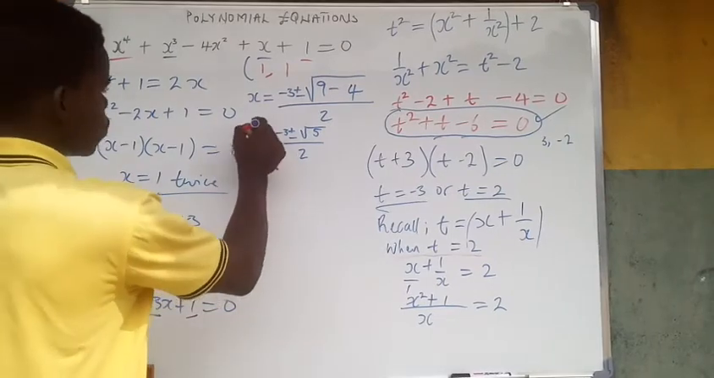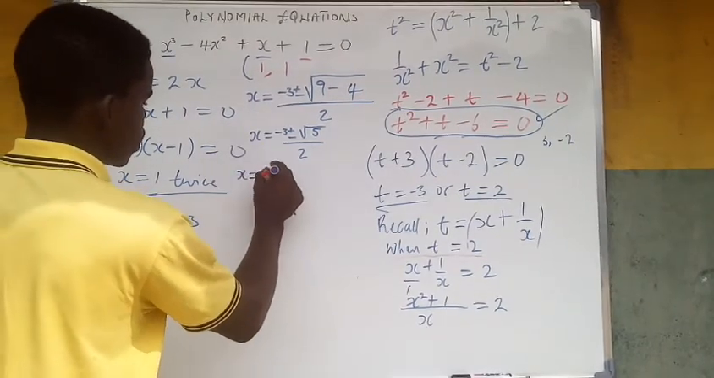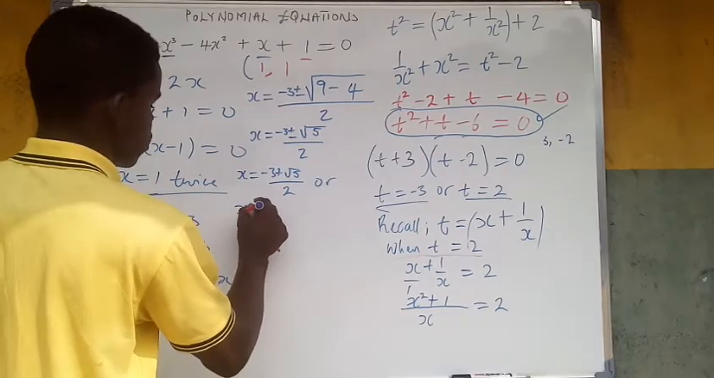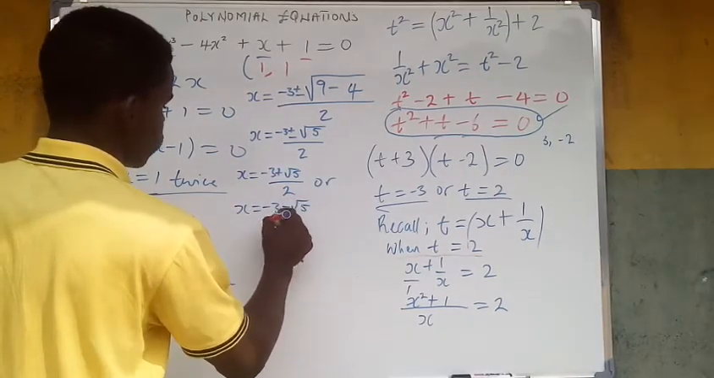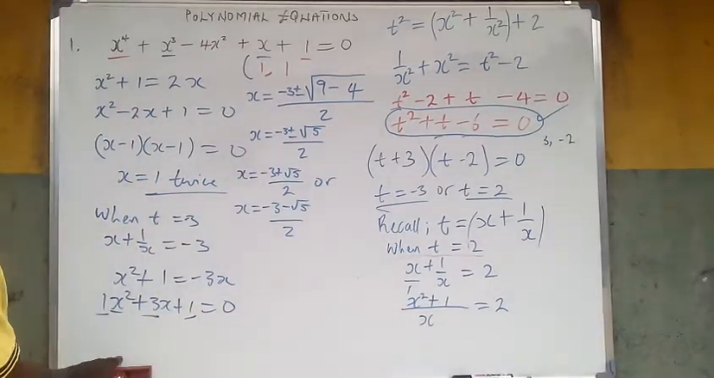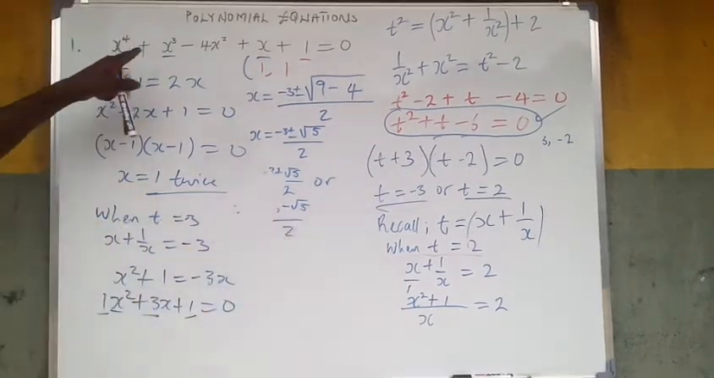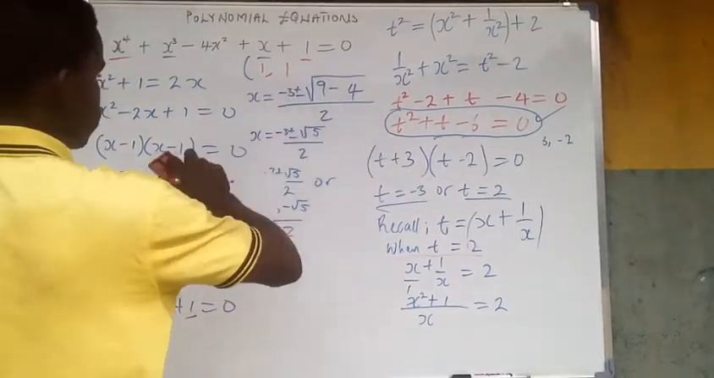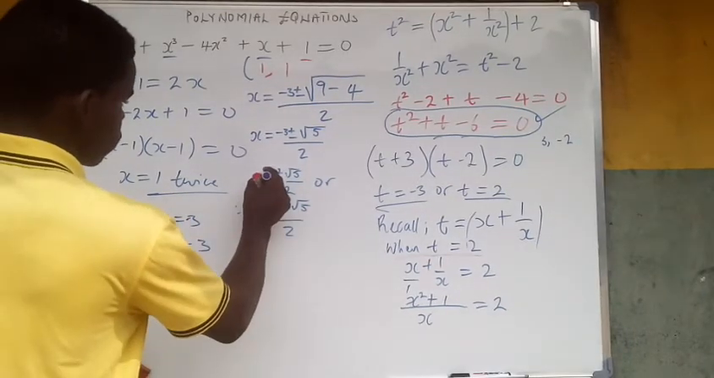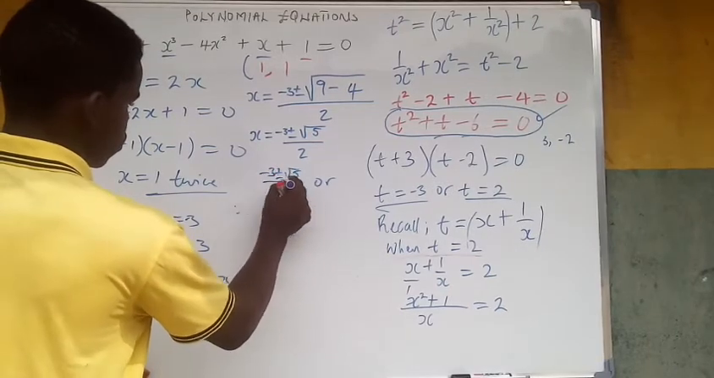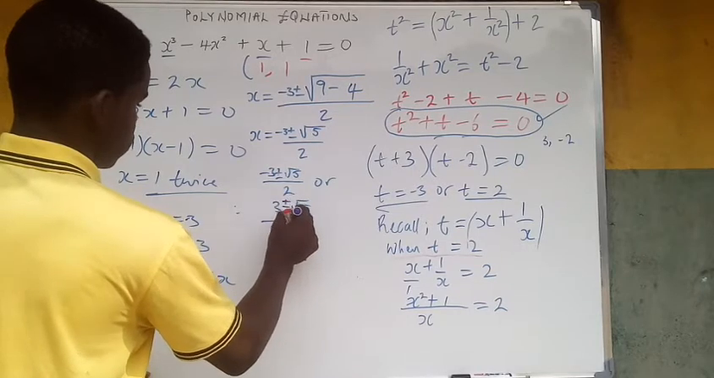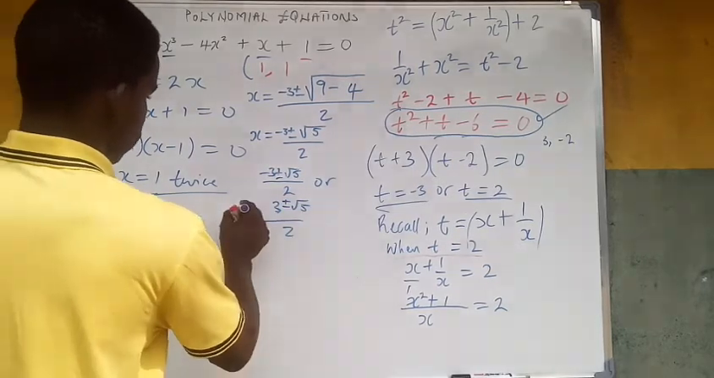So these are the two values of x. So we say x equals negative 3 plus the square root of 5 over 2, or x equals negative 3 minus the square root of 5 over 2. Therefore, these are another two values of x for which this equation is satisfied. So therefore, negative 3 plus or minus the square root of 5 over 2, or this.